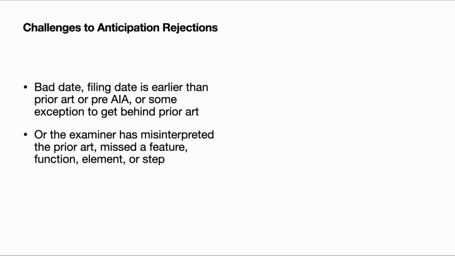Additional note, an anticipation rejection can be a single rejection. Some challenges to anticipation rejections are: bad date, filing date is earlier than prior art or pre-American Invents Act, or some exception to get behind prior art, or the examiner has misinterpreted the prior art, missed a feature, function, element, or step. A patent agent is one who passes the USPTO patent bar exam, and a patent examiner is the same except that they work at the DC office and they examine the patents that come in. Patent agent just is the one who files the patents, and a patent attorney is one who passes the patent agent bar exam and also passes the regular bar exam and has gone to law school in most states.